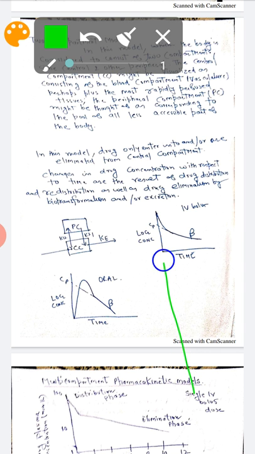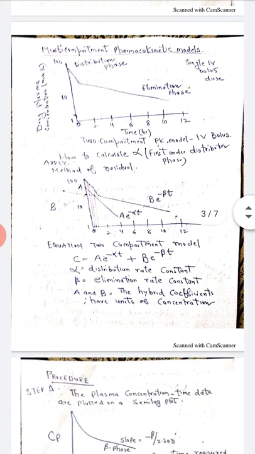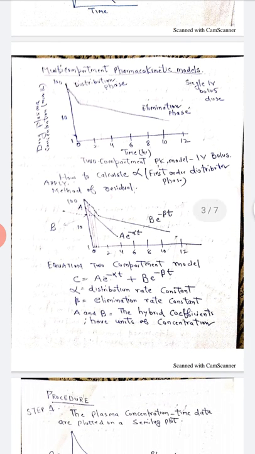So in today's lecture, we are going to discuss the 2 compartment model. Basically, we will be talking about the alpha distribution constant: how to determine alpha, what the procedure is, and what the technique is to calculate the value of alpha, that is the distribution rate constant.